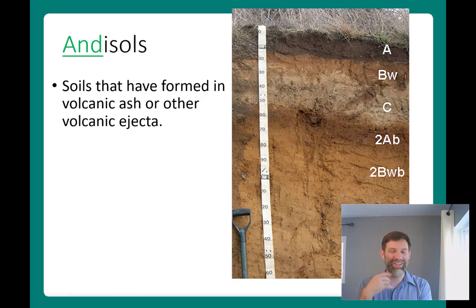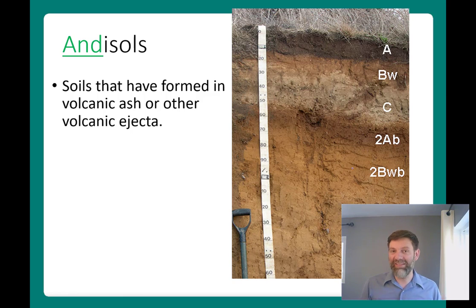I think a good tool is to think Andes mountains. The Andes are volcanoes, andisols. The "and" root is actually from Japanese for dark, ando, because in Japan they have a lot of really dark andisols. So it's not actually because they're from the Andes, but if that helps you remember it, then that works.